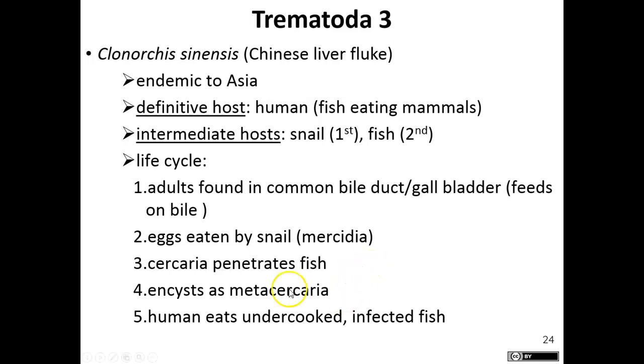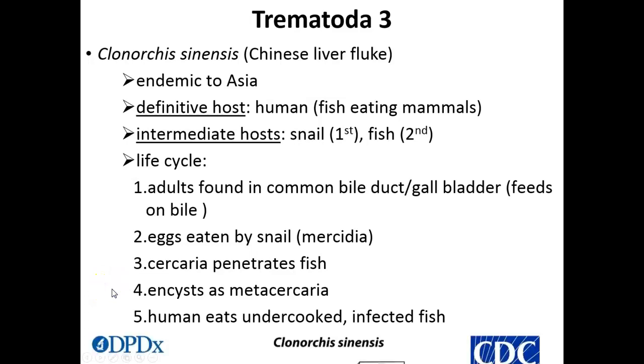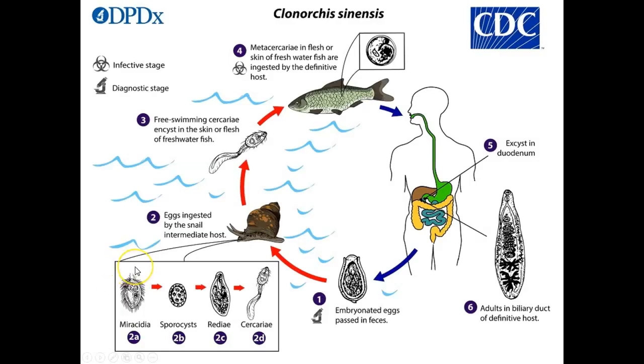So let's look at the life cycle. I've added it on here. There we go. All right, so we start right here. We have these eggs that are passed in fecal matter. And again, in a lot of these areas, the feces gets into fresh water. And so now the eggs are in the water, and snails eat the eggs.